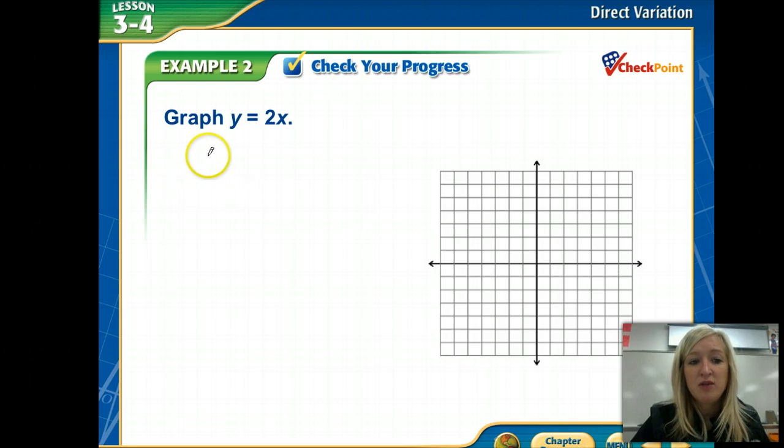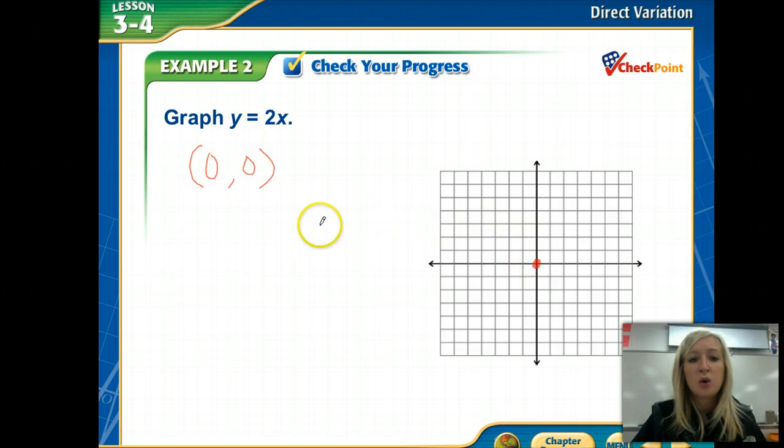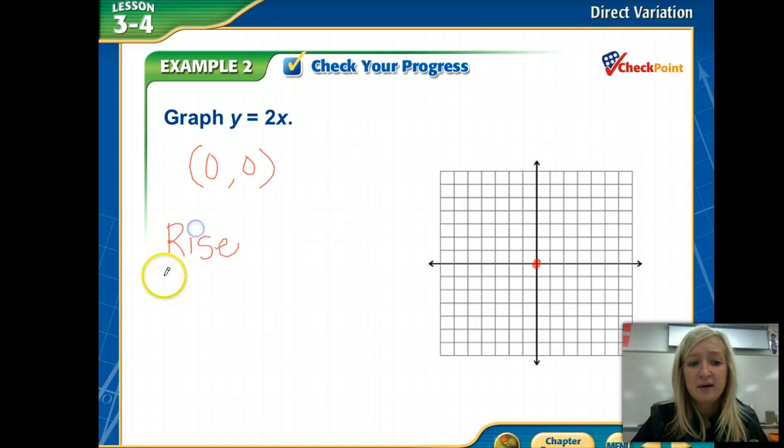All right, so I know that I'm going to start at 0, 0. So right off the bat, I know that these equations all will go through the origin of 0, 0. Now rise over run for this one is 2, which written as a fraction is 2 over 1. So that means I'm going to start at 0, 0, and now I'm going to go up 2 because it's positive and over 1. So I've made my 2 points.